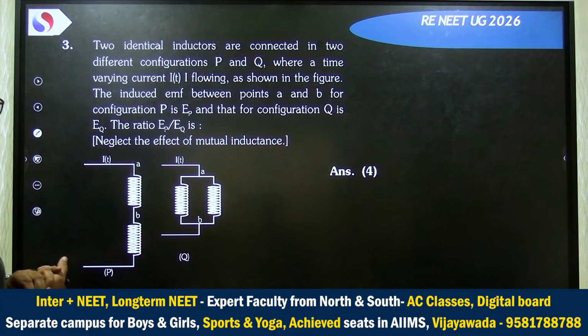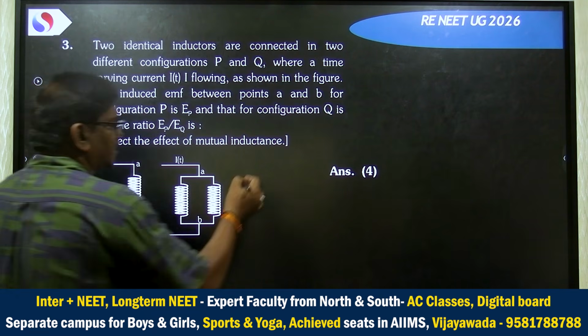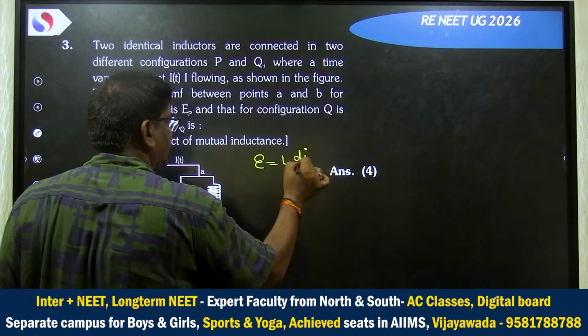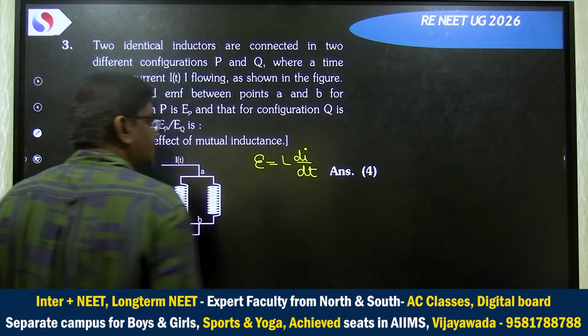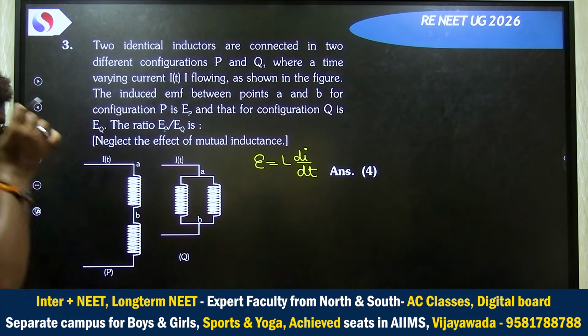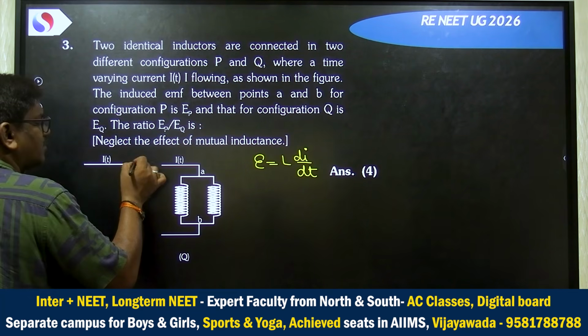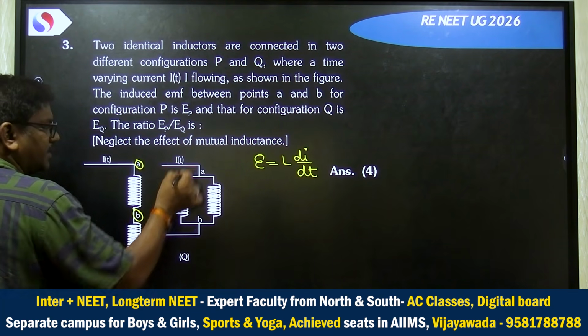This is question number 3. Two identical inductors are connected in two different configurations P and Q, where the time varying current I is flowing. The induced EMF, you know that in the inductor, first of all, the induced EMF will be L di by dt. So what are we interested in? The inductance and di by dt in case 1 and 2. And if you see, they are finding out the potential, the EMF across AB.